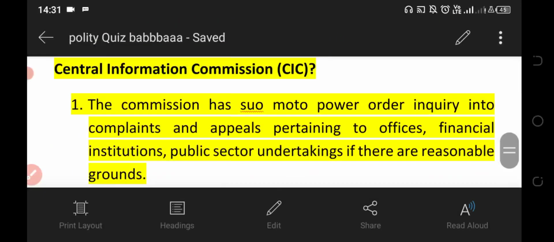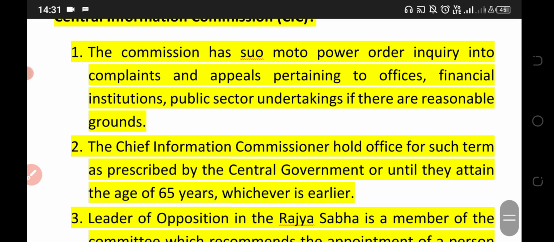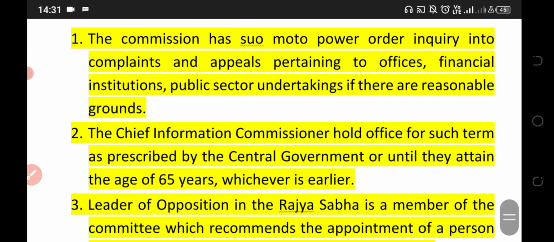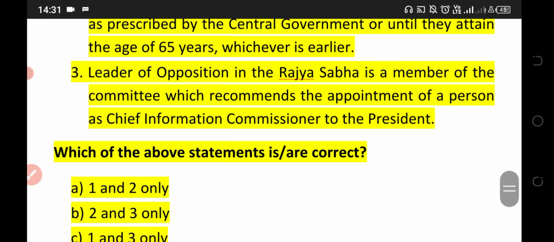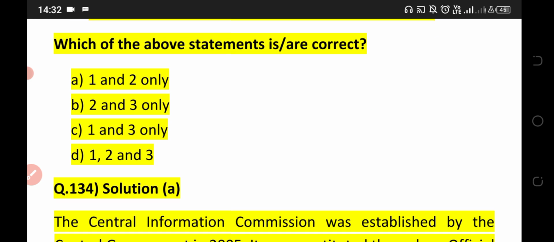तो आपको प्रश्न पूछा जा रहा था सीआईसी के बारे में. तो Commission has suo motu power to order inquiry into the complaints, appeals pertaining to the office, financial institution, public sector undertaking, if there are reasonable grounds. The Chief Information Commissioner holds office for such term as prescribed by the central government or until they attain the age of 65 years, whichever is earlier. The leader of the opposition in the Rajya Sabha is a member of the committee which recommends the appointment of a person as chief information commissioner. चलिए एक और दो राइट है.